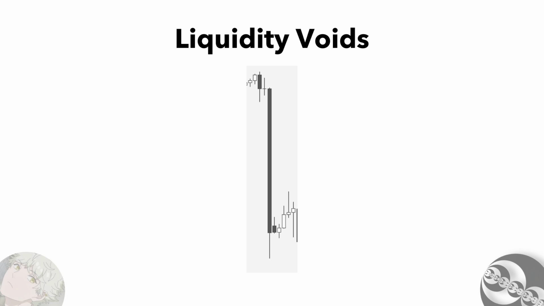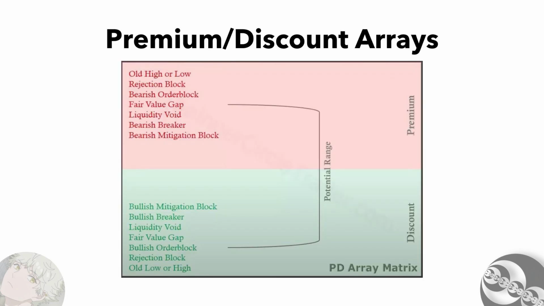Lastly, we have liquidity voids. These are areas in price where there is a huge move to one side, and this indicates that there was overwhelming buying or selling pressure. And since the market wants to be in equilibrium and move efficiently, we can expect these huge gaps to be filled over time. Now we're moving on to premium and discount arrays.